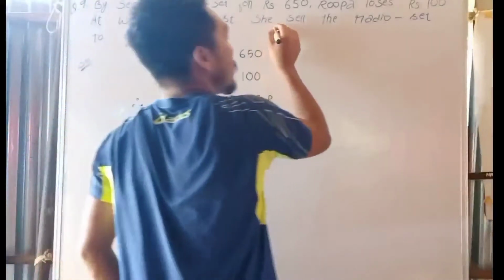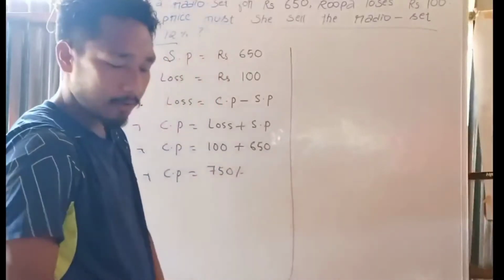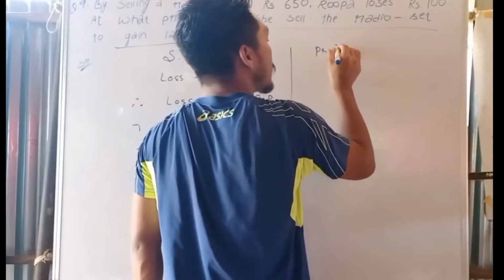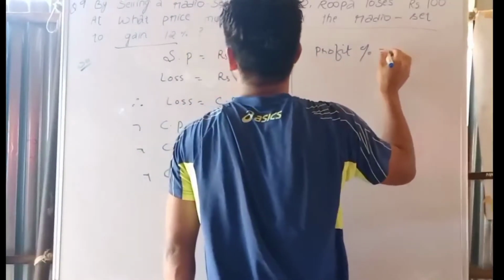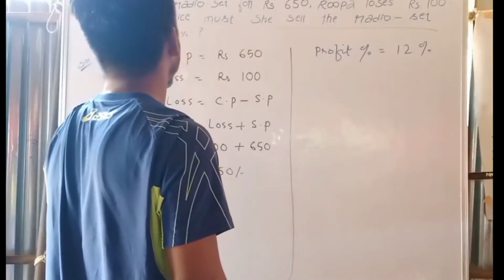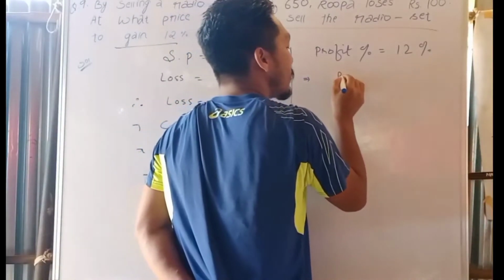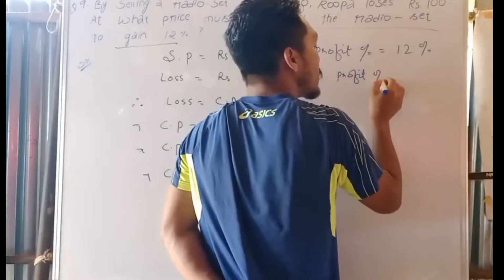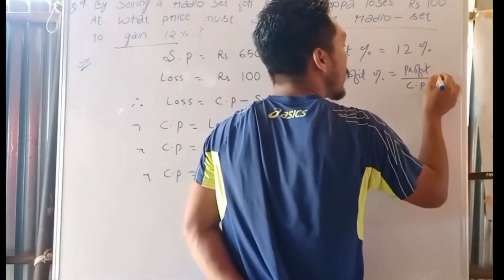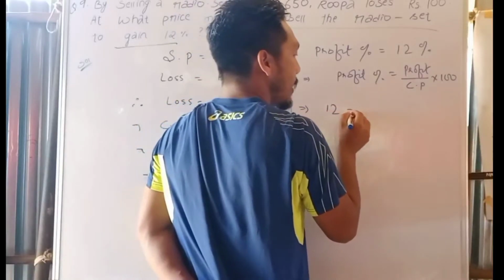Now our question is what is the selling price to gain? The gain percent is given. Here you see, profit percent is given, that is 12 percent. So from here we have to find the actual SP. We know that profit percent is equal to profit divided by CP into 100. Profit percent is 12, profit we don't know, and CP is 750.